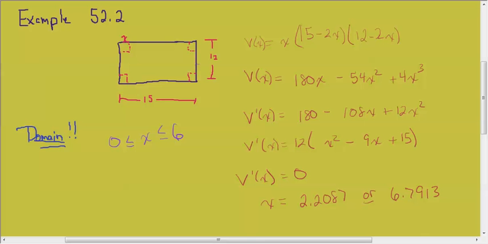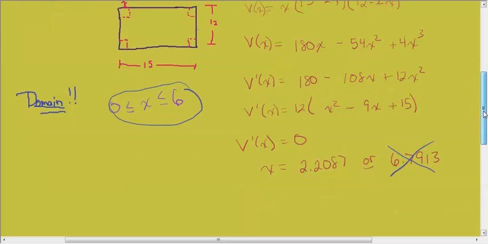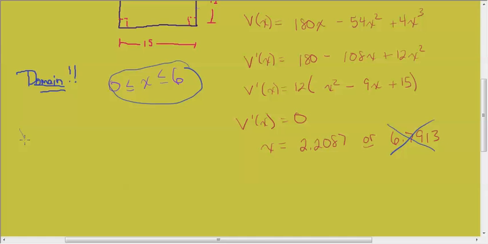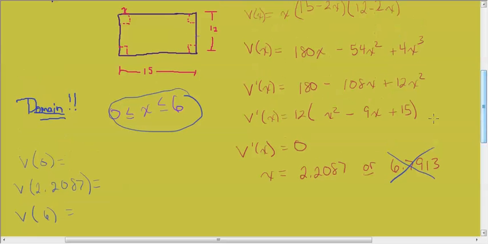Okay, what's the first thing you see? What's the domain? x has to be between 0 and 6, so 6.7913 isn't going to do me any good. That's not in my domain. So my possible maximum volume is when v of 0, v of 2.2087, and v of 6. Those are my possible endpoints, and within my domain, that's the value which makes the first derivative 0.